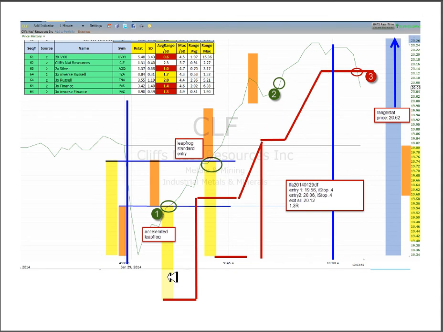But still, that's a pretty nice move intraday. That's getting most of the range stat. And so that's a good place to lock it in. And so entries at 19.56 and 20.06 with a 40-cent stop. That's the yellow bar. Gives us, with an exit at 20.12, 1.3 R.